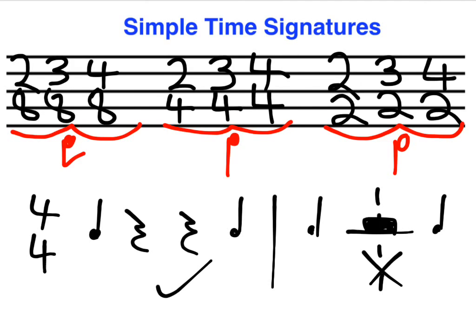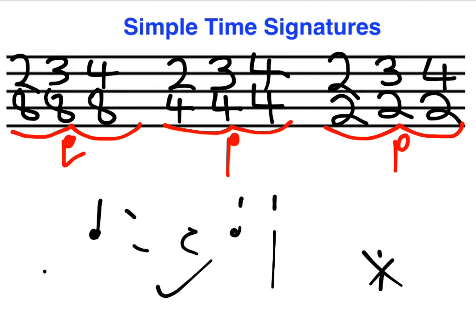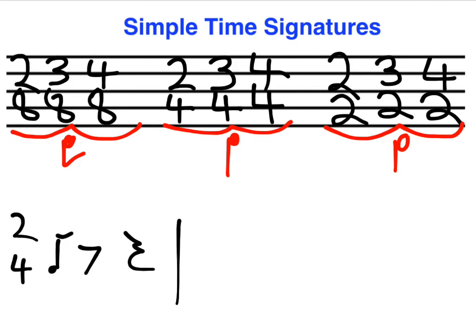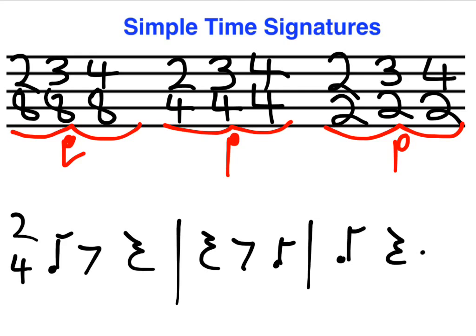Let's try another one in 2/4. Say you wanted a quaver and a quaver rest, and a crotchet rest. That's correct. And with the reverse, that's correct. This would be wrong. That is wrong.